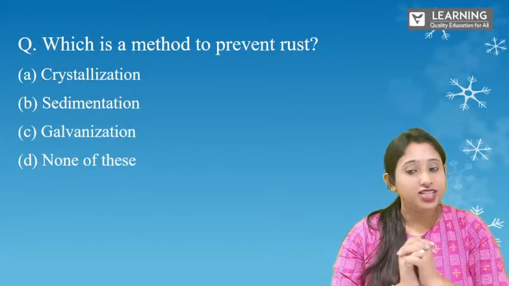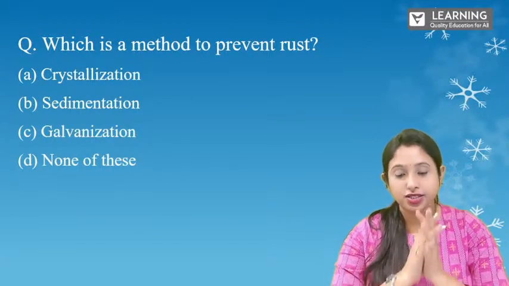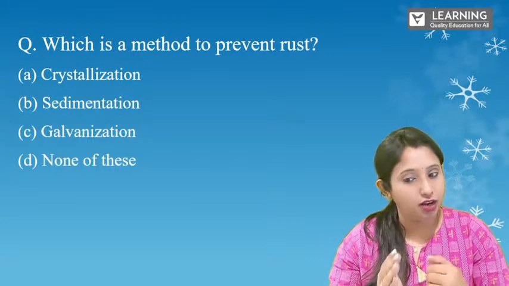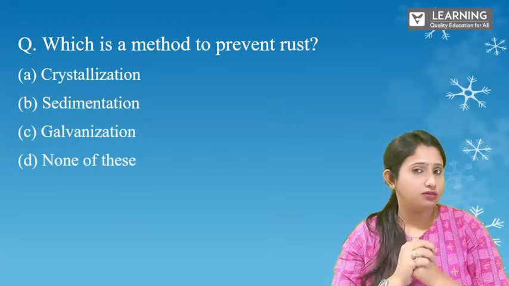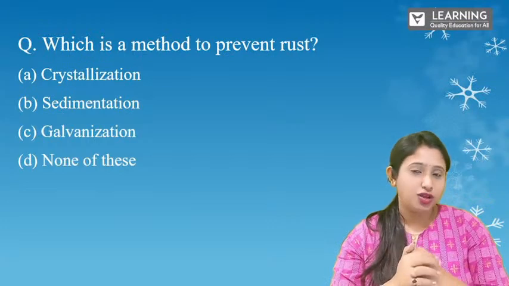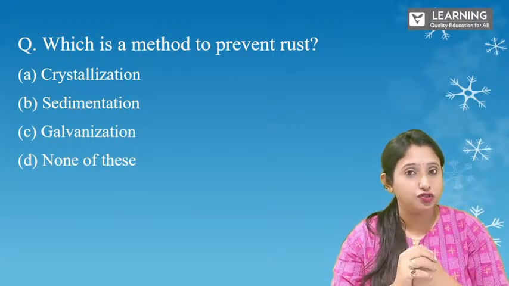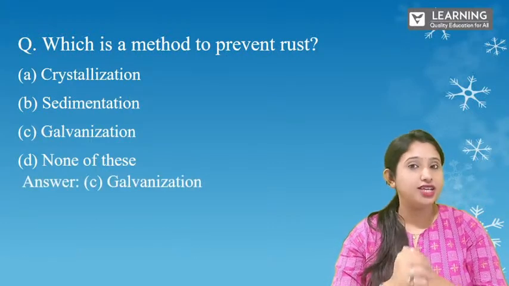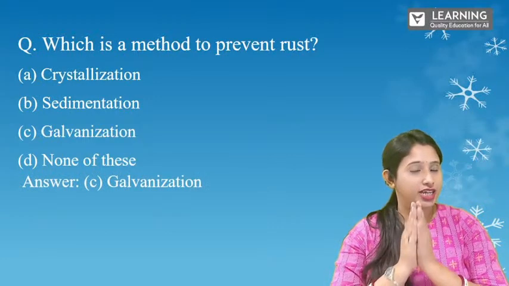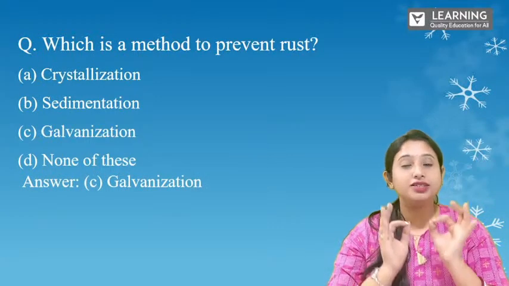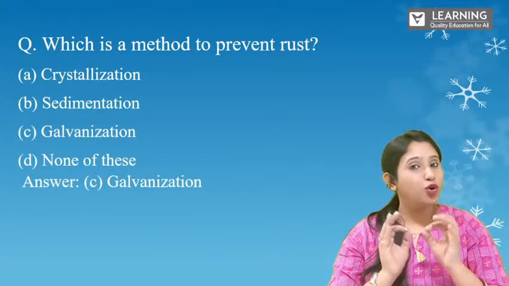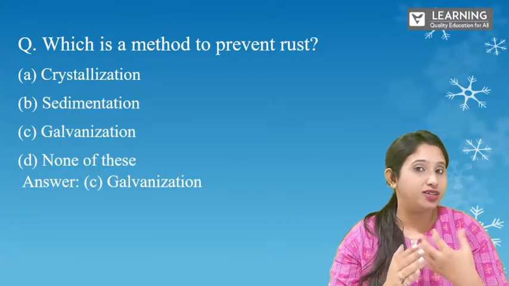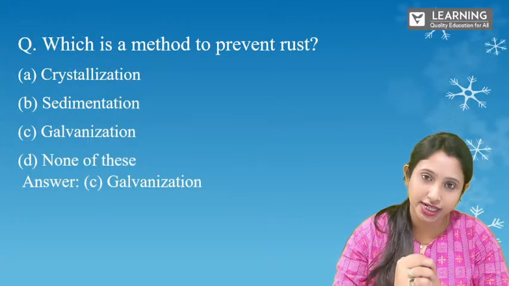Next, which is a method to prevent rust? Tell me, which one? Crystallization, sedimentation, galvanization, or none of this? Which one? The last class we have studied, right? Which one is used for preventing the rusting? Yes, very good. It is galvanization. So galvanization is a technique where we are dipping the steel into hot molten zinc, isn't it? So it is used for prevention of rusting of steel or the materials made up of iron. Is that clear? Okay.